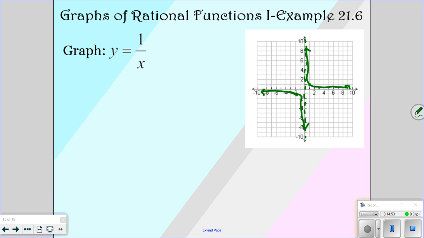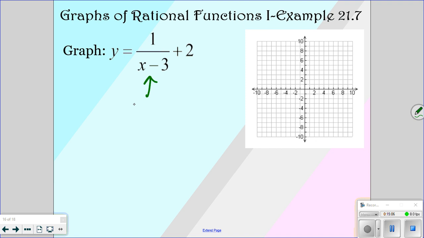Okay, so now this one is changed just a little bit. It is 1 over x, but what happened to it? We have x minus 3. So what happened to this part? Which way did it get shifted? Since it's in with the x, it's the opposite of what the sign is. So it went to the right 3, and then this 2, it went up by 2. So it's the same graph of 1 over x, but now instead of having the origin here, it's going to be at 3 and 2.